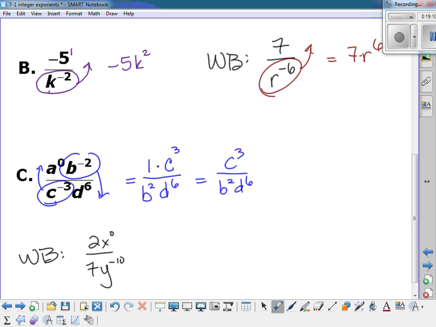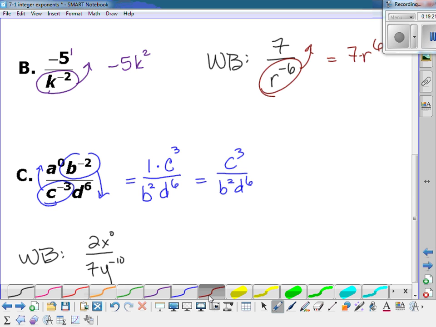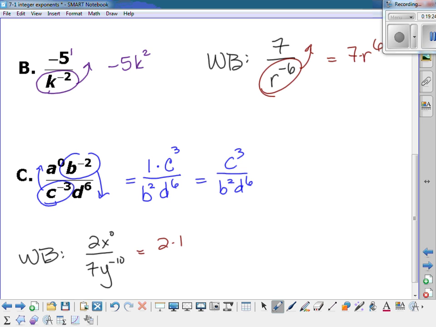Okay, so x to the 0 is just 1, right? So we can pretty much ignore that. And so we've got 2 times 1. I need to move this to the top, so times y to the 10th. And 7 was perfectly happy, should have stayed on the bottom. So we get 2y to the 10th over 7.